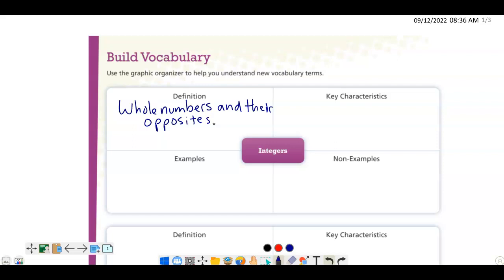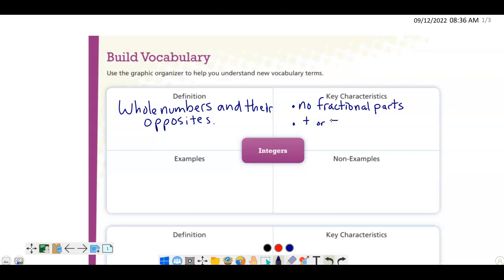So key characteristics, let's write a few things down here. So no fractional parts to integers. But also they can be positive or negative. Positive and negative numbers are all integers. So let's take a look at some examples of integers.